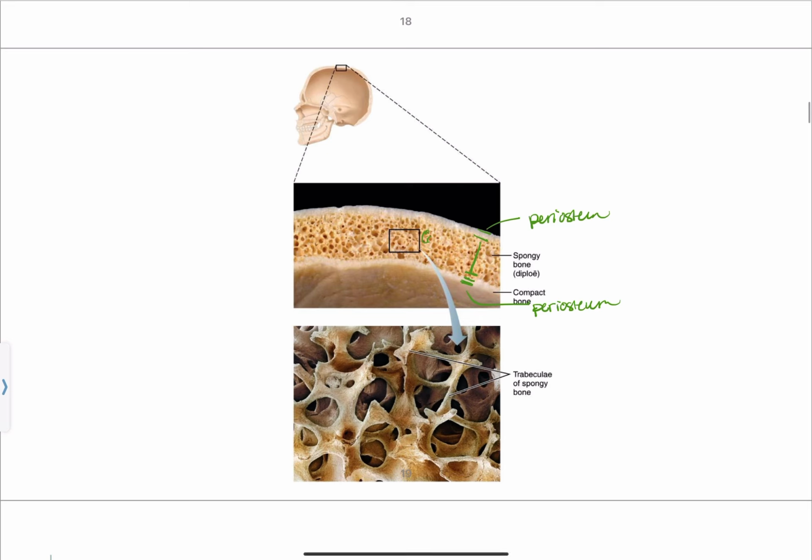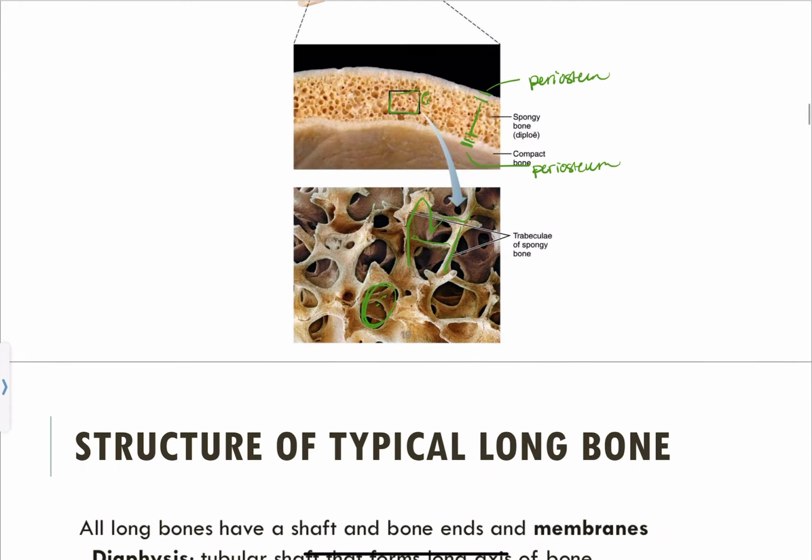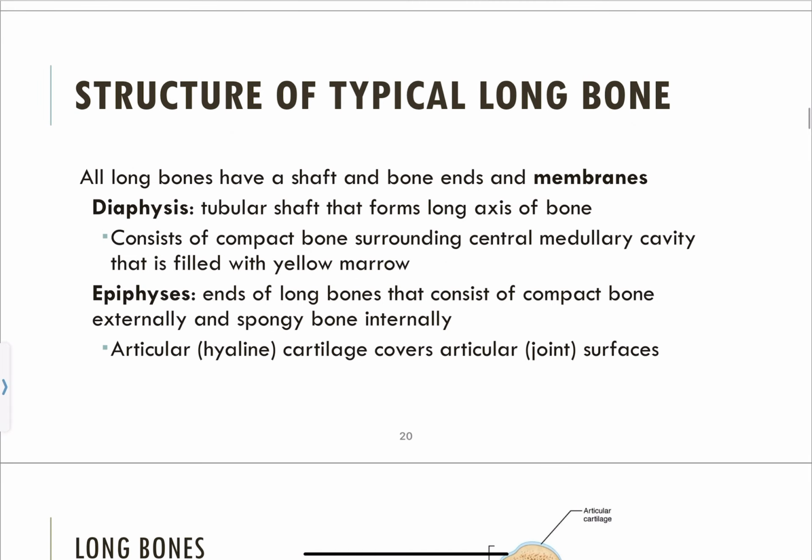So down here, they've taken this area and zoomed in. So we can see all these bone spicules right here. All of this is trabeculae. And here are our holes between the trabeculae. And this is where our marrow would be right there. So that's the structure of everything except for a long bone.